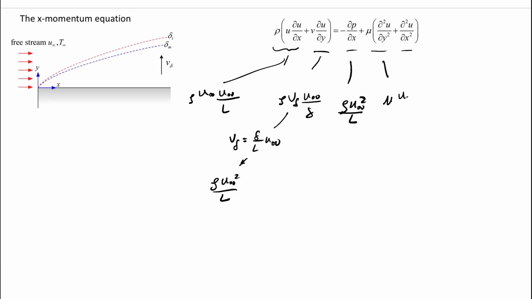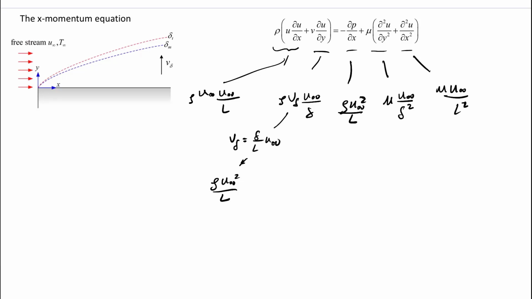For this term, we have mu times the gradient du dy, which is U infinity over delta. The derivative of that gradient is U infinity over delta squared. So we have mu U infinity over delta squared for that term. And this one ends up being mu times U infinity over L squared, since the second derivative puts a squared in the denominator.